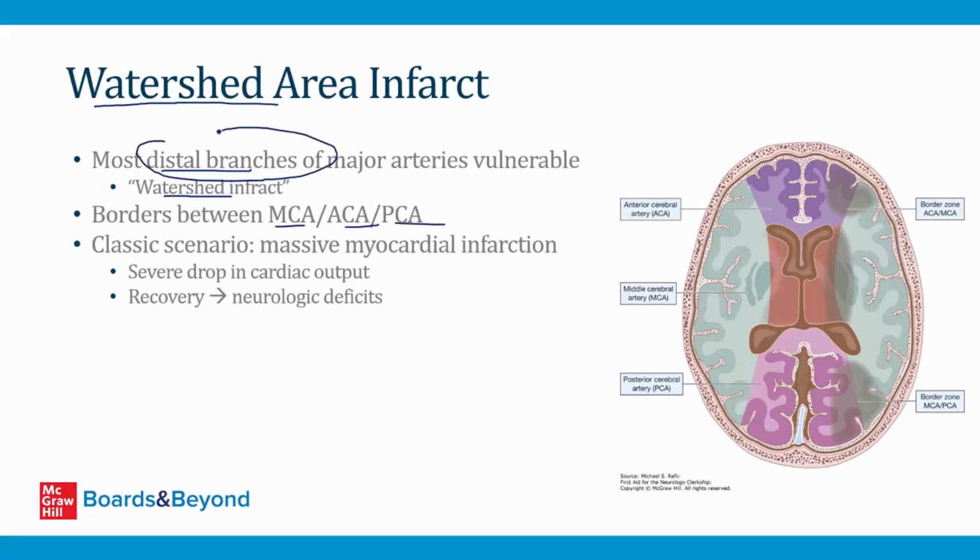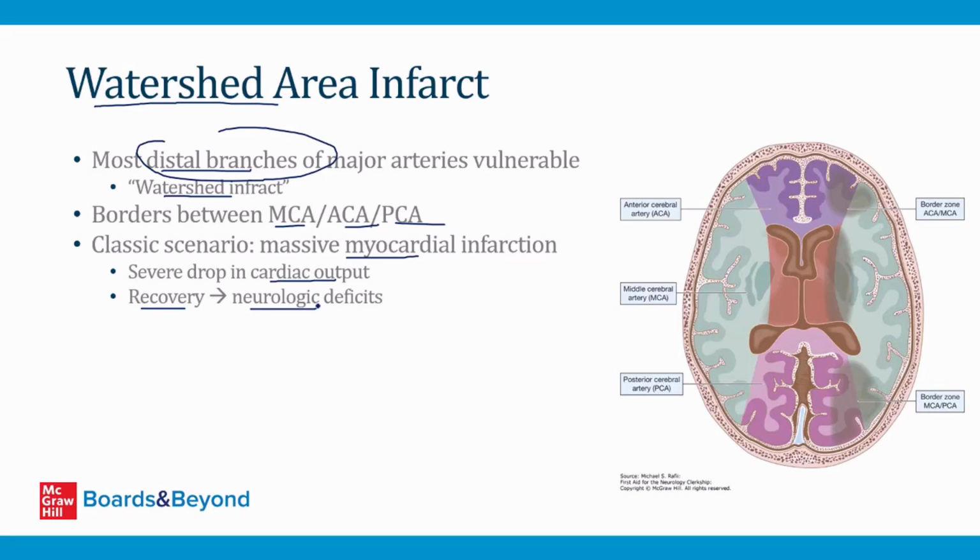This basically means ischemic damage to the border zones between the MCA, ACA, and PCA that are supplied by these deep distal branches. And the classic scenario where you can have ischemia to these portions of the cortex is after a massive myocardial infarction. There can be a severe drop in cardiac output. The cardiac output comes back up and the patient recovers, but then they have neurologic deficits, and the deficits are located in these watershed or border regions that were the first regions to lose blood flow when the patient had their cardiac output fall.